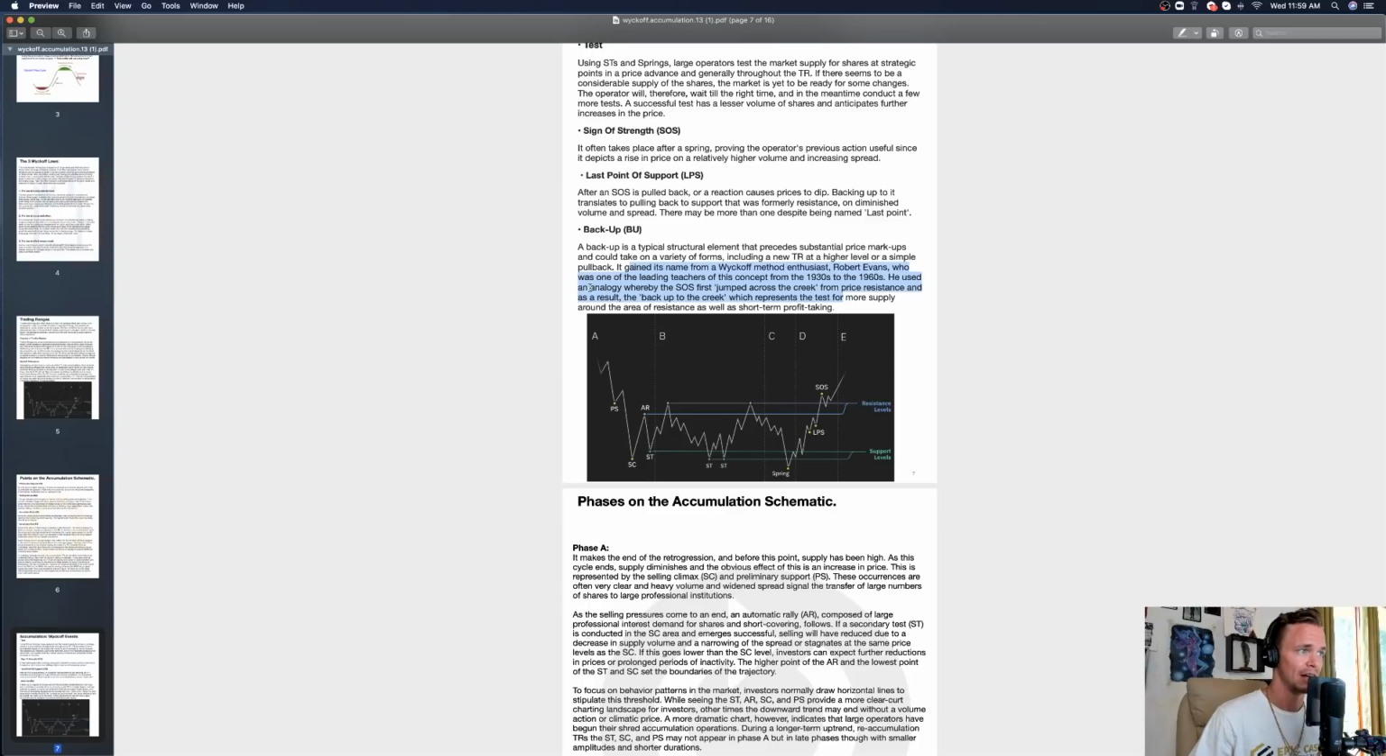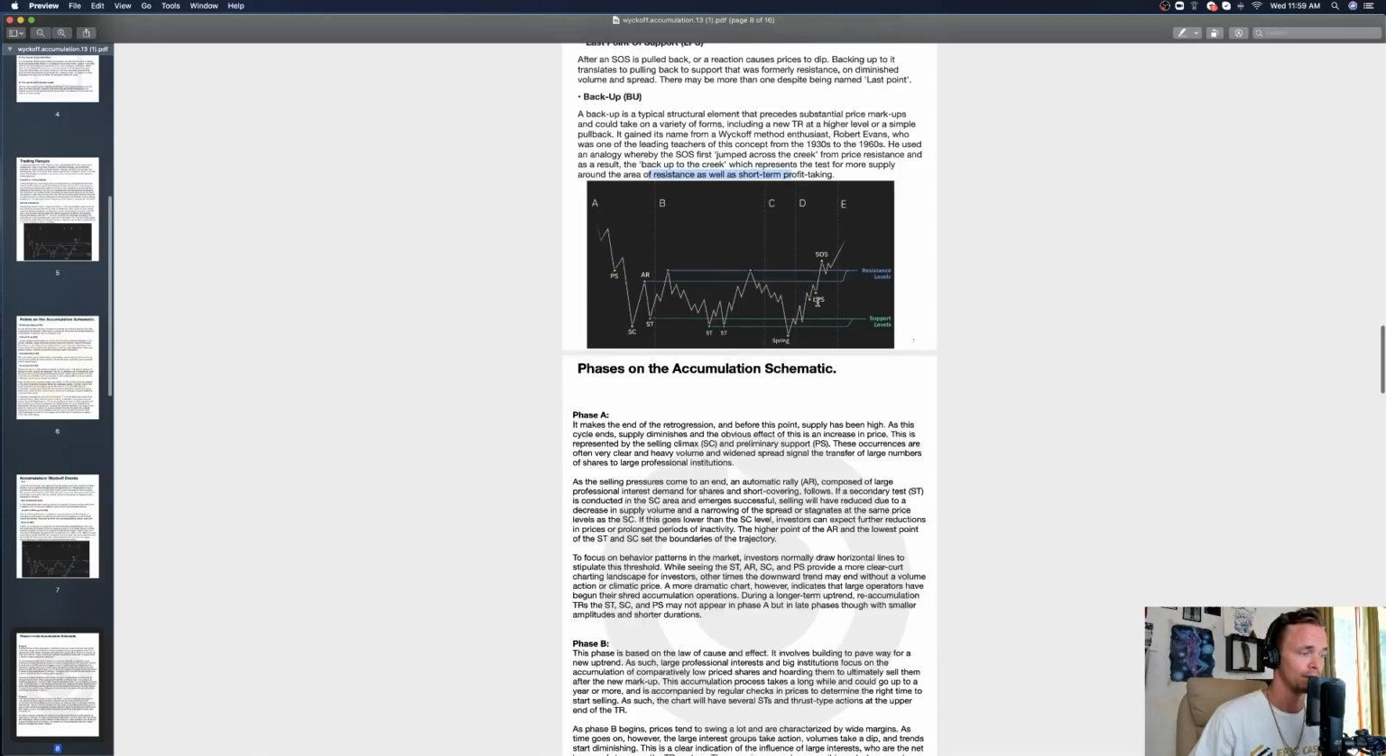He used an analogy whereby the SOS first jumped across the creek, which is basically your moving averages and your EMAs. The price then meets resistance as a result, and comes back down to the creek, which represents the test for more supply around those areas of resistance for short-term profit taking.